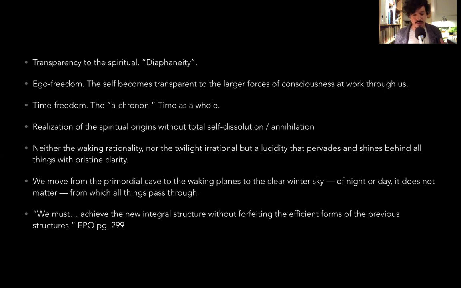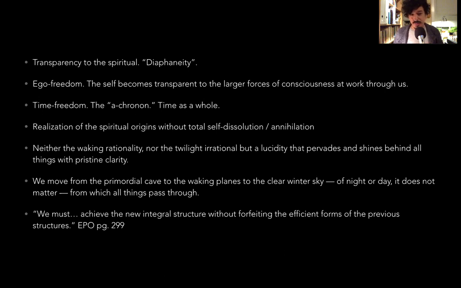So, again, without the dissolution of the self, without submerging into complete ego death, but not being codified or ossified or stuck in the ego as well. So there's a sense of the self, but the self becomes transparent. It's able to live and thrive and be a unique person, but with this kind of spiritual diaphaneity that shines through the self and shines through the world. Again, very much a mystical understanding and intuition here.